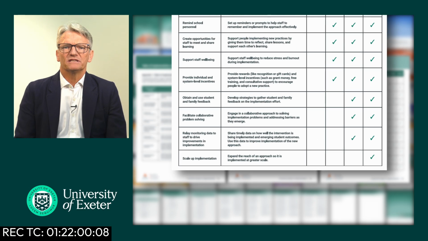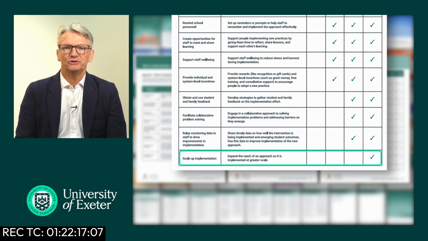Another example would be the scale-up implementation strategy, which would typically be employed in later phases to gradually expand the reach of an approach after completing small pilots or demonstration projects. This is an example of a strategy that might not be relevant if a whole school approach is used.